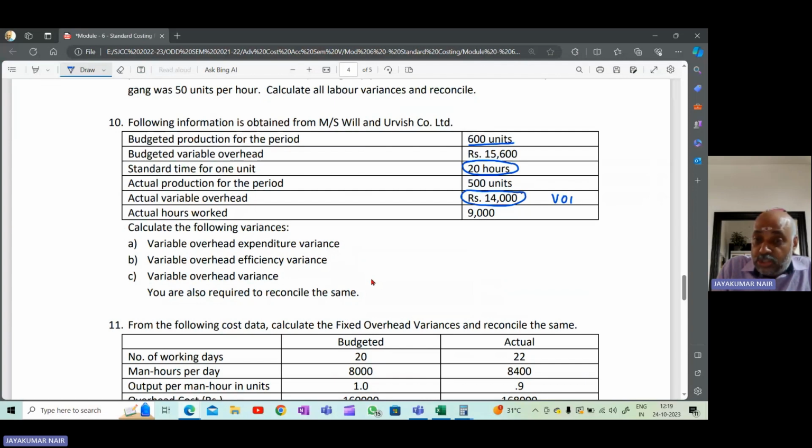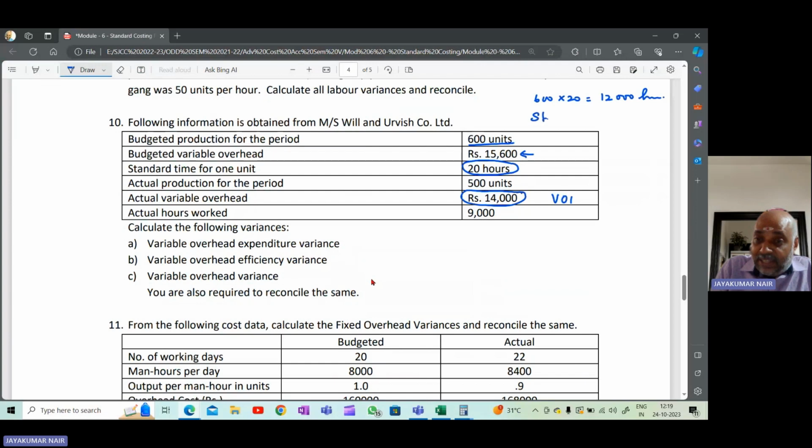So to produce 600 units, how many hours are required? It will be 600 into 20, which gives you 12,000 hours. Budgeted production is 600 units, therefore they have to work 12,000 hours. For 12,000 hours, the budgeted overheads is 15,600.